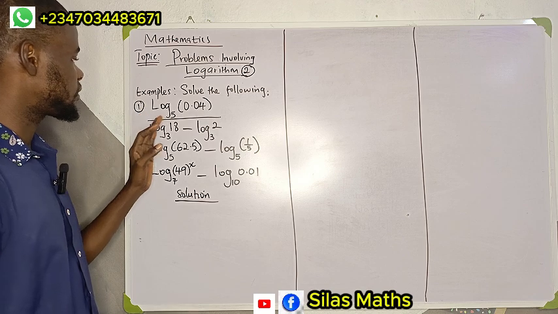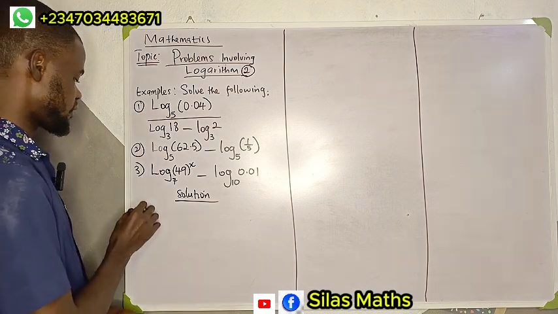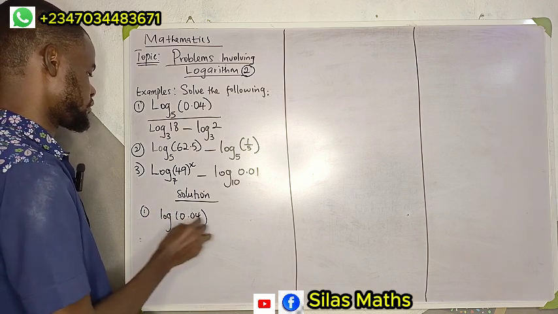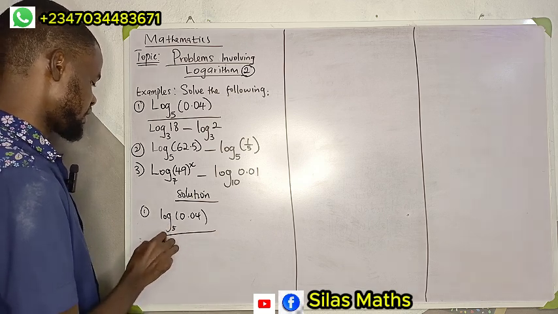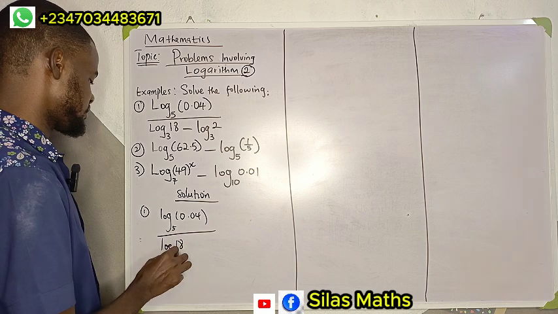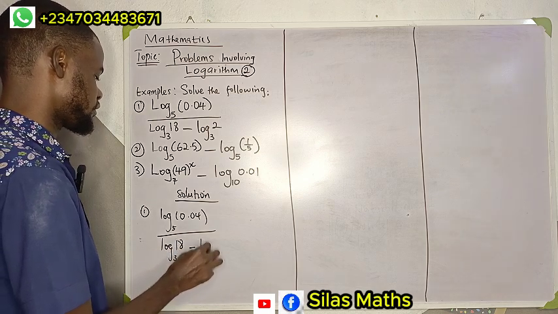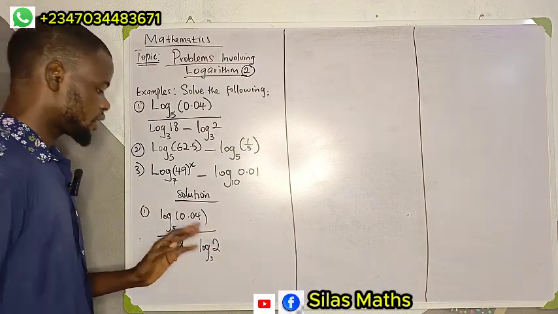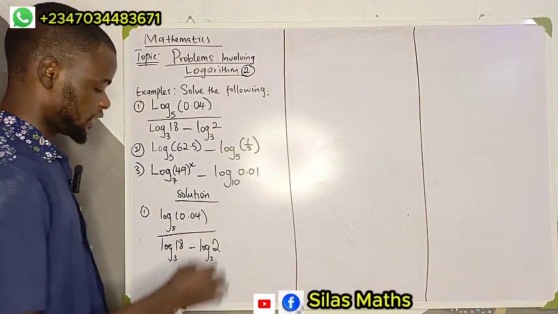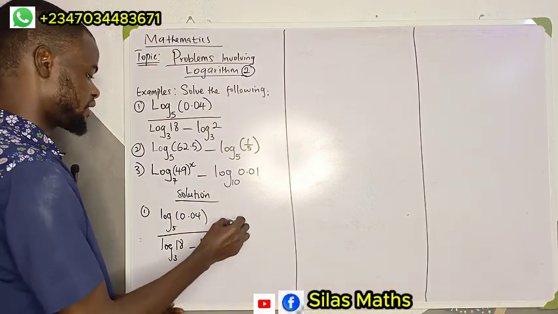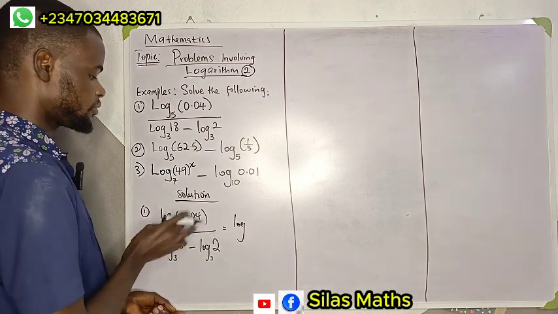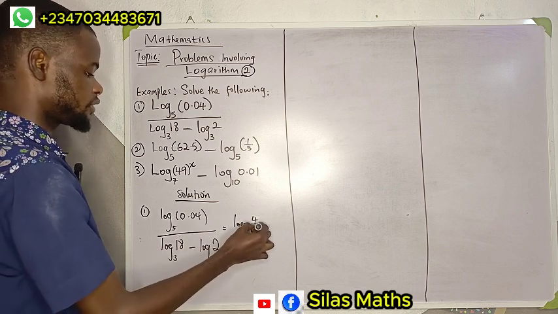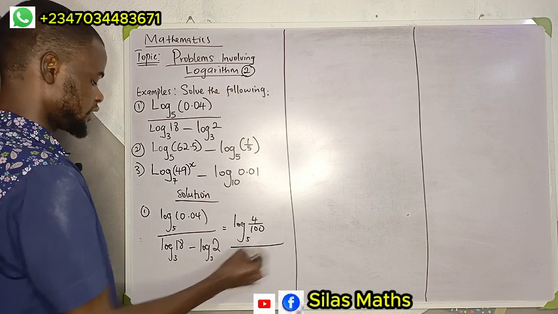Number 1 says solve this. I have log 0.04 base 5 divided by log 18 base 3 minus log 2 base 3. So what am I going to do? We will express this decimal in fractional form. So we are going to have that this is log 0.04 in fractional form, which is 4 over 100, base 5, all over.